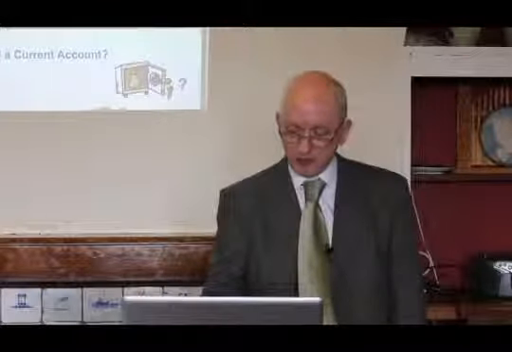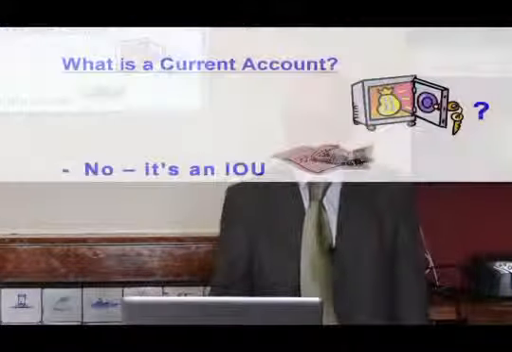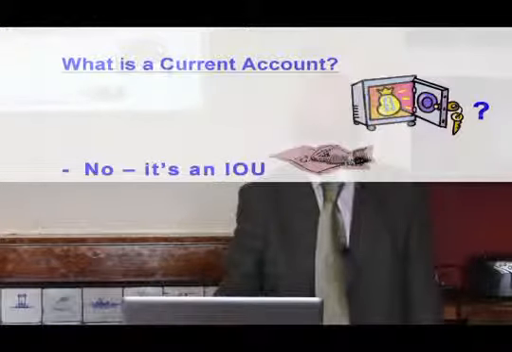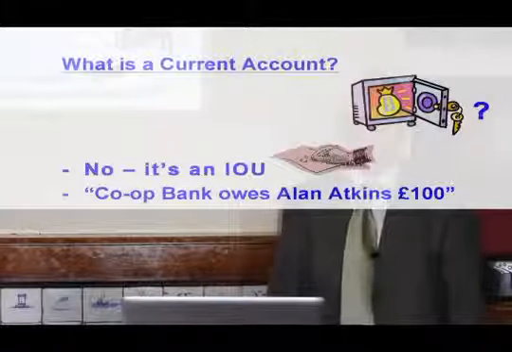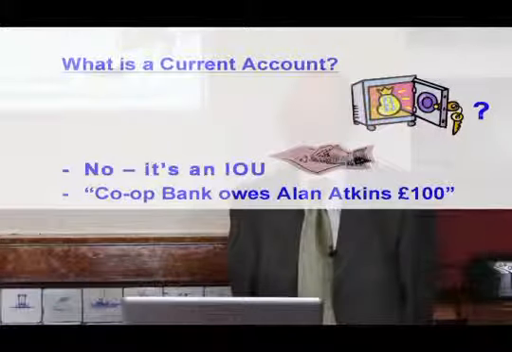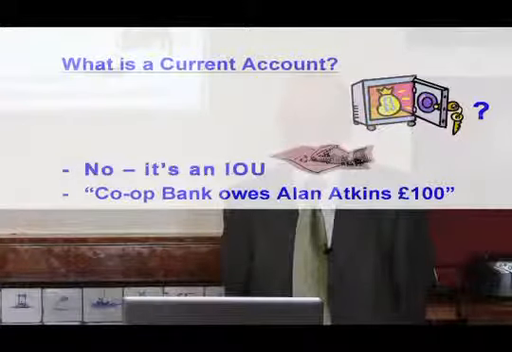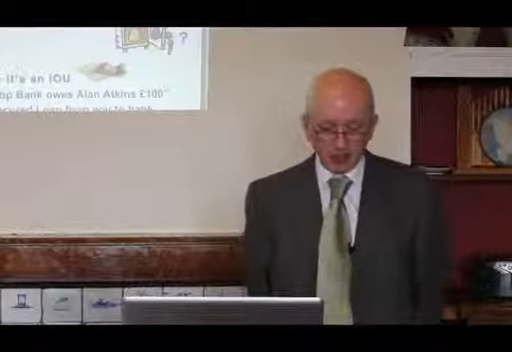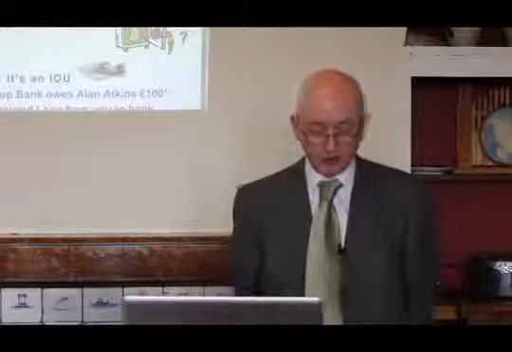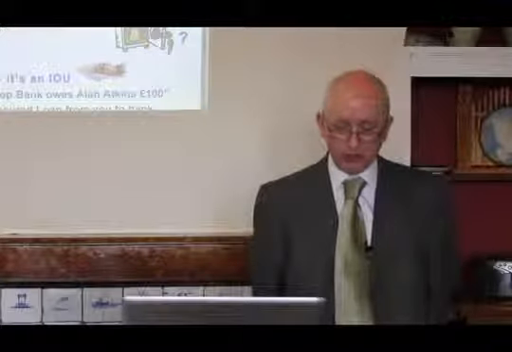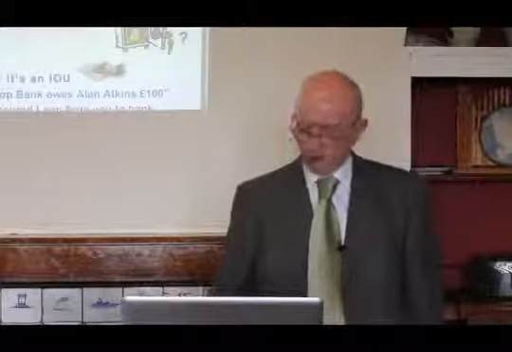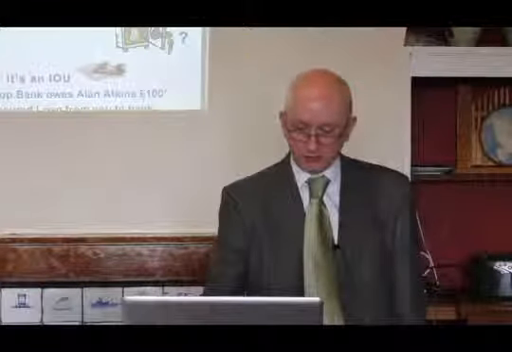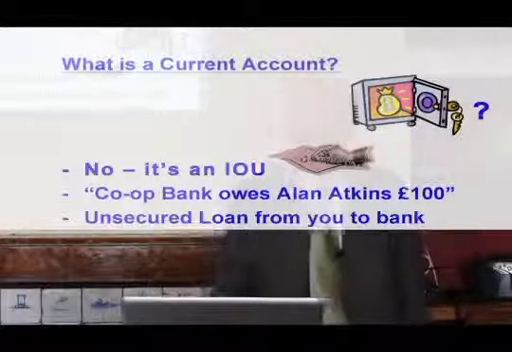A current account is now an IOU from the bank to you, and it says something like, the Co-operative Bank owes Alan Atkins £100. That's what a current account holding £100 really is. The clue is in the words bank account. It's an account of what the bank owes you. It's an IOU statement from them. And as has been mentioned already, it's actually an unsecured loan from you to the bank.